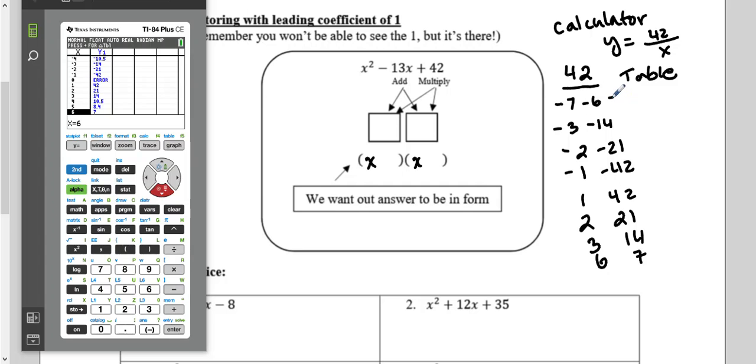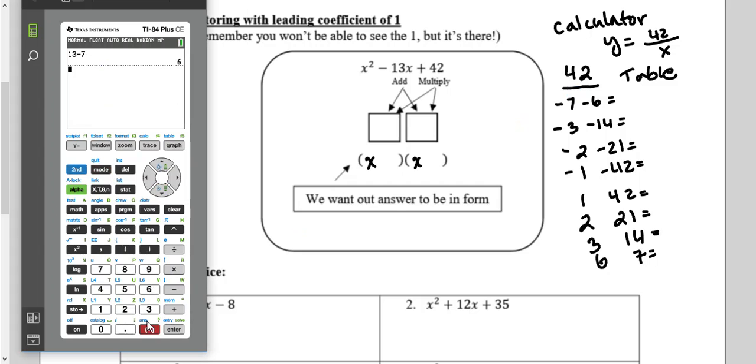So now what I'm going to do is add all of these numbers, okay? -7 plus -6, I get -13. And I'm going to check here. Is this number -13? Carry the sign? Yes, it is. Actually, I'm done here.